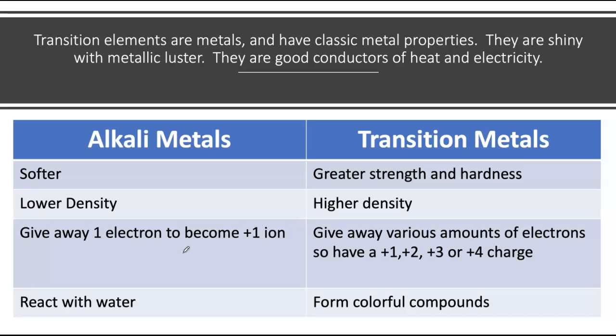So that means if it gives away 1 valence electron, it becomes a +1. If it gives away 2 valence electrons, it becomes a +2. If it gives away 3 valence electrons, it becomes a +3. If it gives away 4 valence electrons, it becomes a +4. And one element can give away various amounts of electrons. So they can have various charges, as we saw at the beginning of this video.